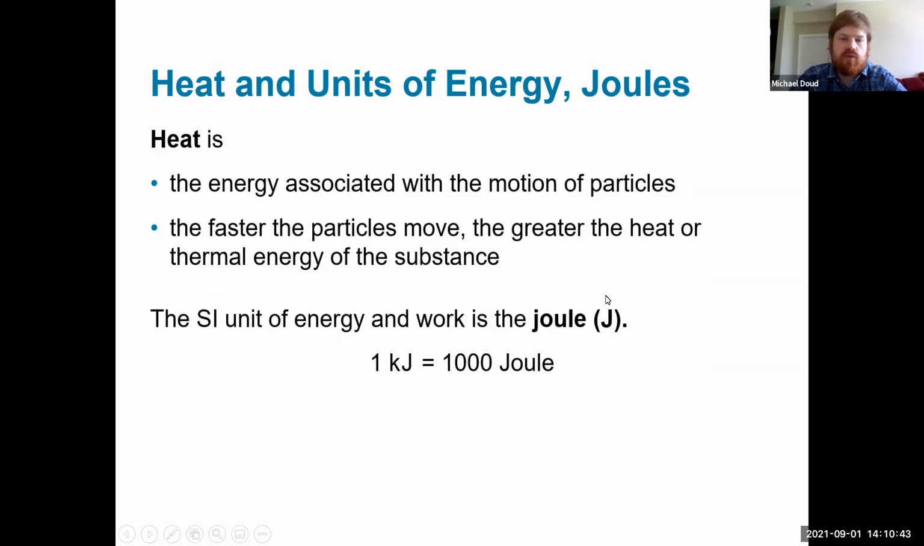We're going to use joules for our heat units, as well as energy and work. And of course, 1 kilojoule is equal to 1,000 joules, just like any metric unit.